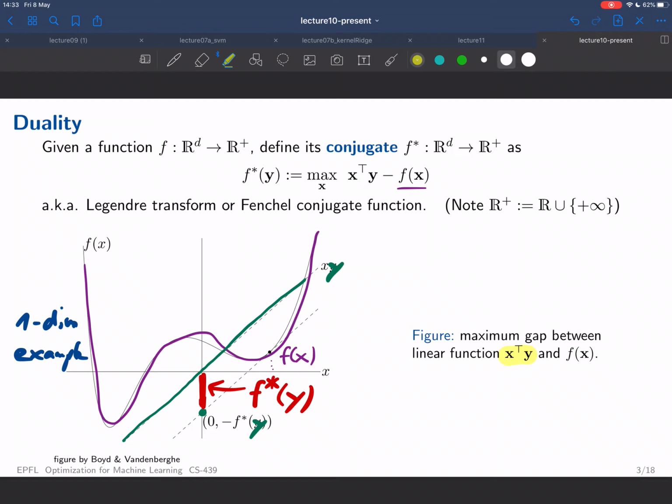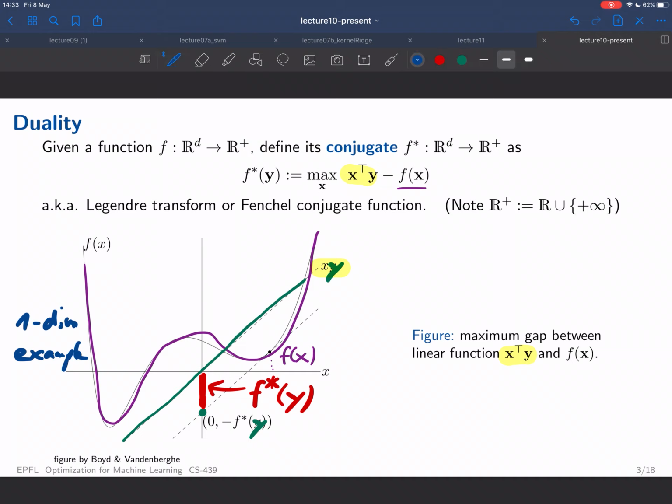So that's why we have this here, and that's going to generalize here. Instead of a line, if you're in more than one dimension, then you will just have a plane, which is defined by y. Again, you have the same picture here, that the dual function will be the vertical component of that thing. Okay, so this is called the conjugate or Fenchel conjugate of the original function.